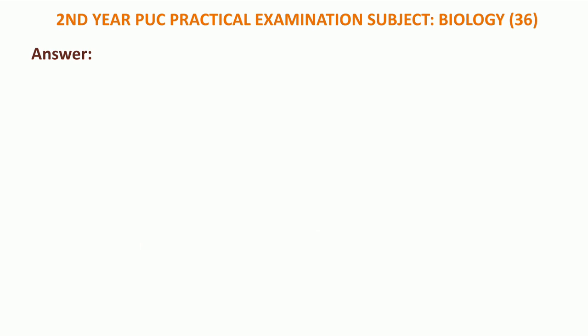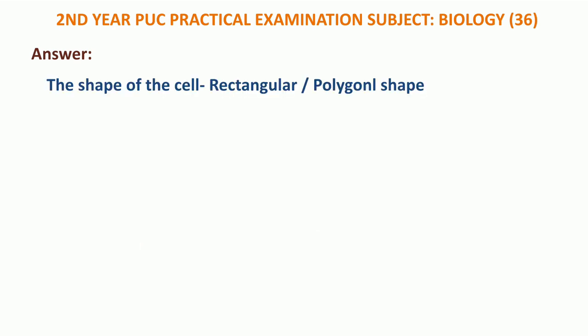The answer for this question: the shape of the cell is rectangular or polygonal. The number of nuclei per cell is 1. So these are the points you should write as an answer for this question.